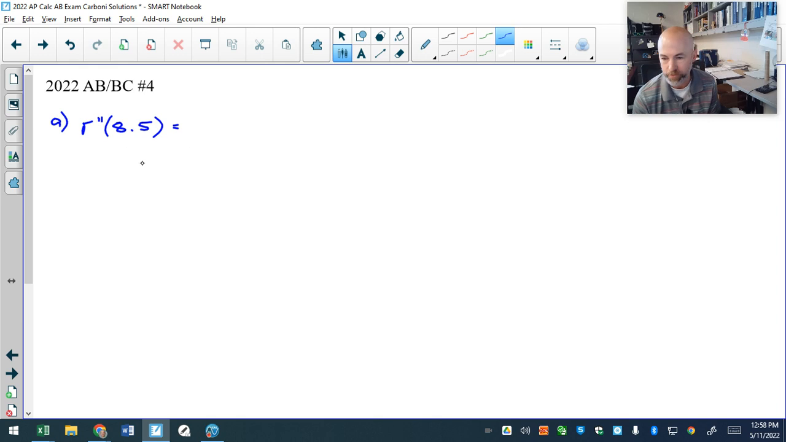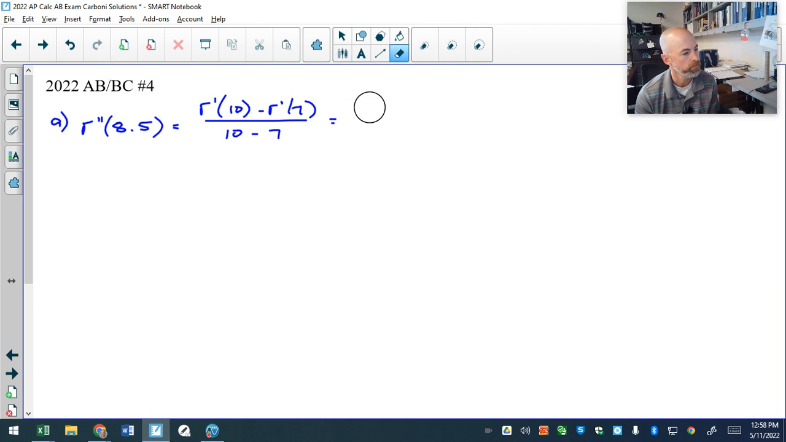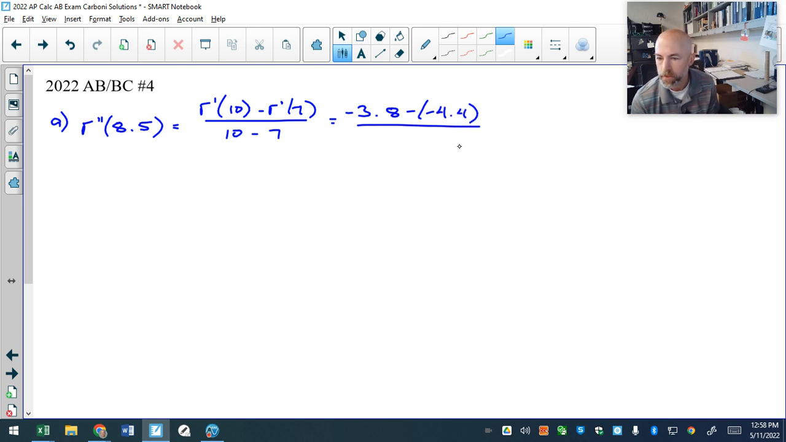So r double prime of 8.5, using the average rate of change of r prime, would be, and they say to use 10 and 7, r prime of 10 minus r prime of 7 over 10 minus 7. You absolutely want to include a difference quotient in your work. r prime of 10 is negative 3.8, r prime of 7 is negative 4.4, over 10 minus 7. I'm going to write the difference quotient again. I'm going to stop there. I'm leaving my answer like that.